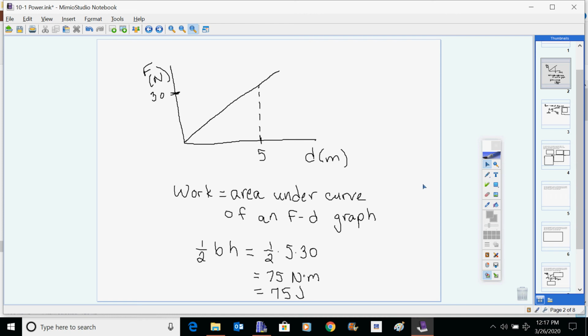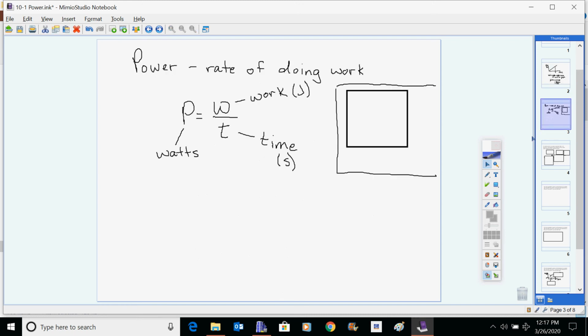Thinking about work needed to accomplish something, we can say, well, if work is accomplished, you can accomplish work during a certain amount of time. And as that time goes by, what we would call that would be power, your rate of doing work. So I've got another new unit here, watts. Watts should be somewhat familiar to you.